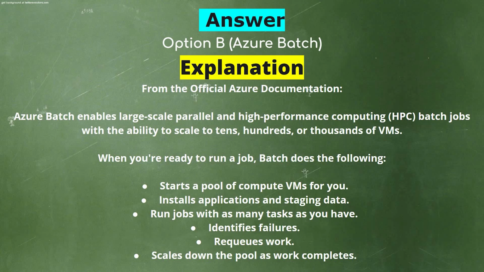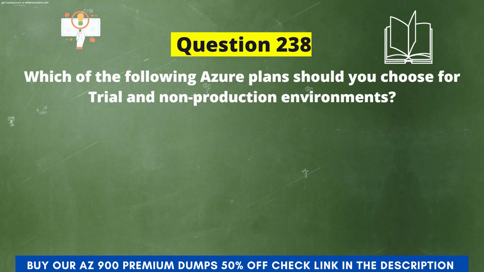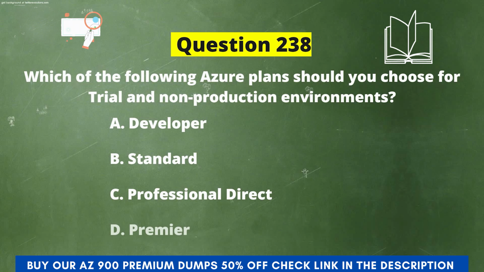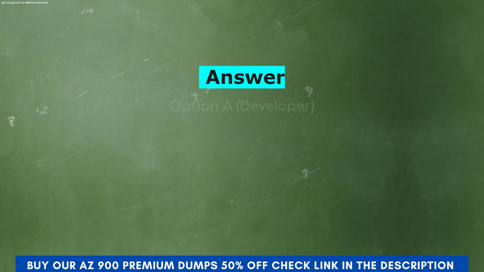Next question. Which of the following Azure plans should you choose for trial and non-production environments? And the options are A. Developer, B. Standard, C. Professional Direct, D. Premier. And the correct answer is option A. Developer. Explanation.